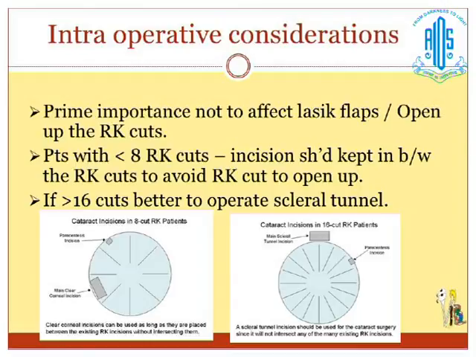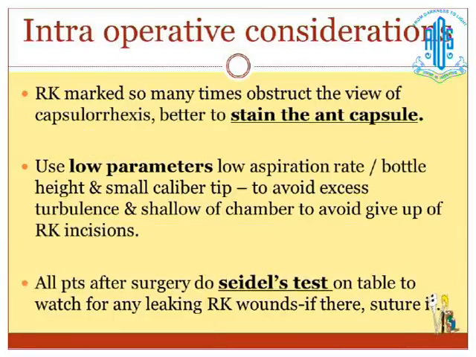Some intraoperative considerations. Of prime importance is not to affect the LASIK flap or open up the RK cuts. In a patient with fewer than 8 RK cuts, the incision should be kept in between the RK cuts to avoid opening them up. If there are more than 16 cuts, it is better to operate through a scleral tunnel. RK marks many times obstruct the view of the capsular axis. It is better to stain the entire capsule, use low parameters, low aspiration rate, low bottle height, and a small caliber tip to avoid excess turbulence.